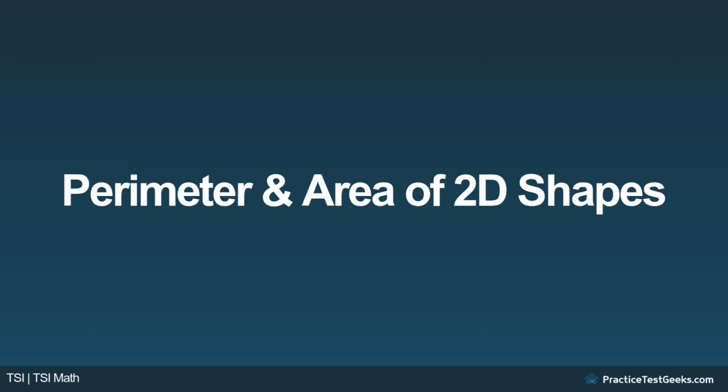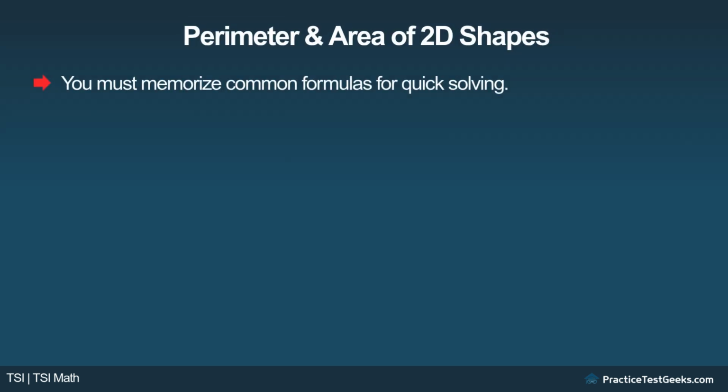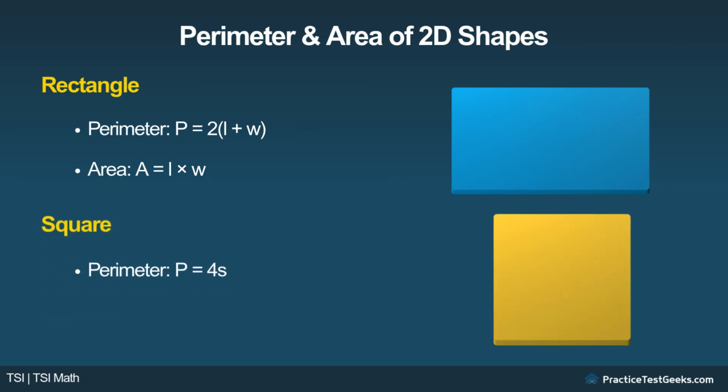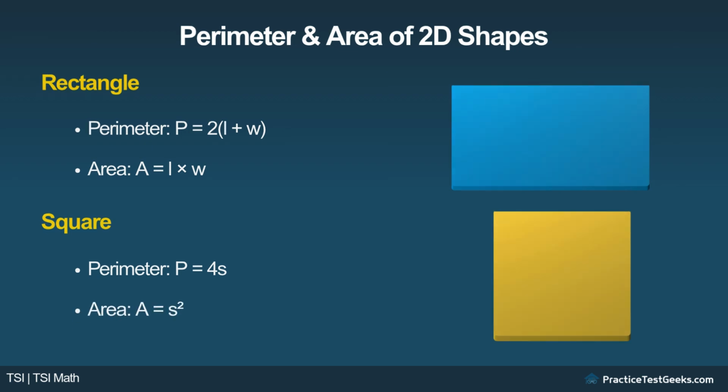Perimeter and area of 2D shapes. You must memorize common formulas for quick solving. Rectangle. Perimeter: P is equal to 2 times the quantity of length plus width. Area: A is equal to the length times the width. Square. Perimeter: P equals 4 times s. Area: A equals s squared.